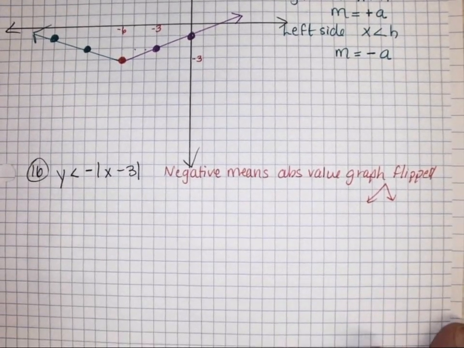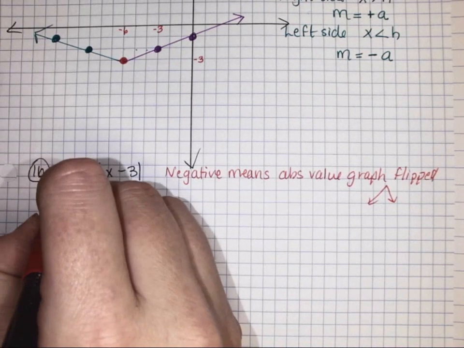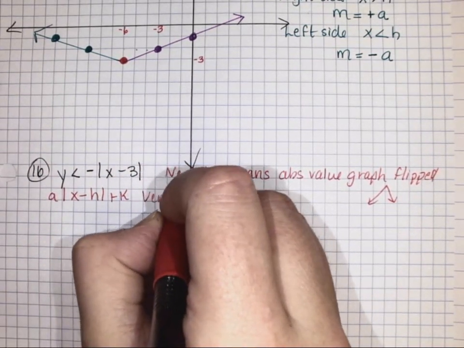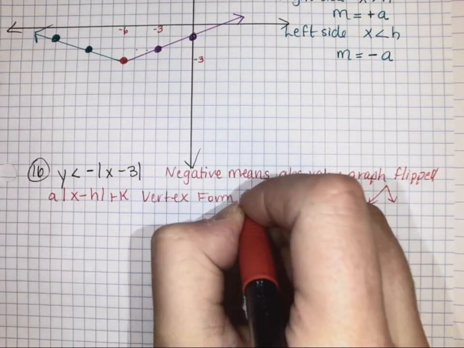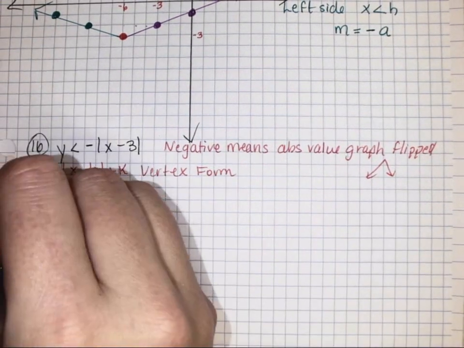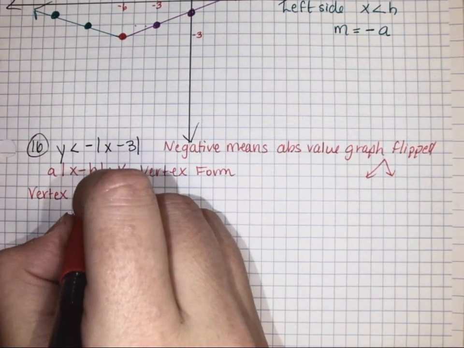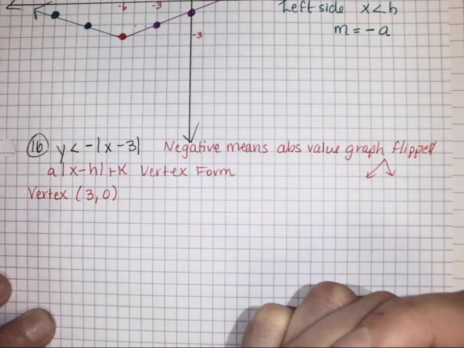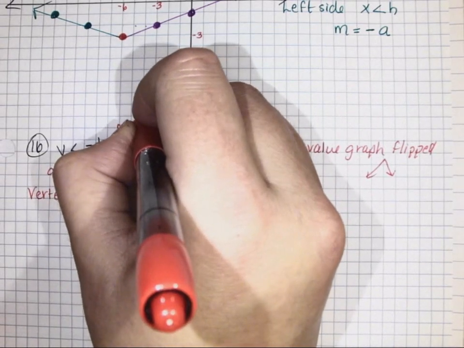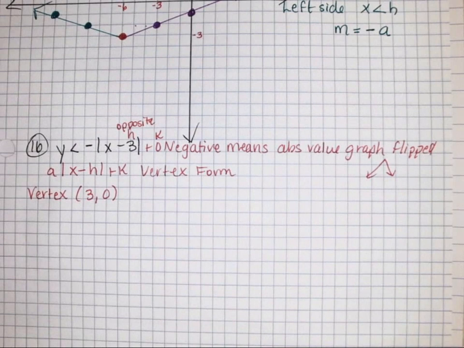So since it's going to be upside down, it changes everything. So I've got a, that was my vertex form, just to recall. Notice that there is no number in k's spot. So my vertex is 3, 0. This was h, and I do the opposite. And there is no k value. So k is plus 0.